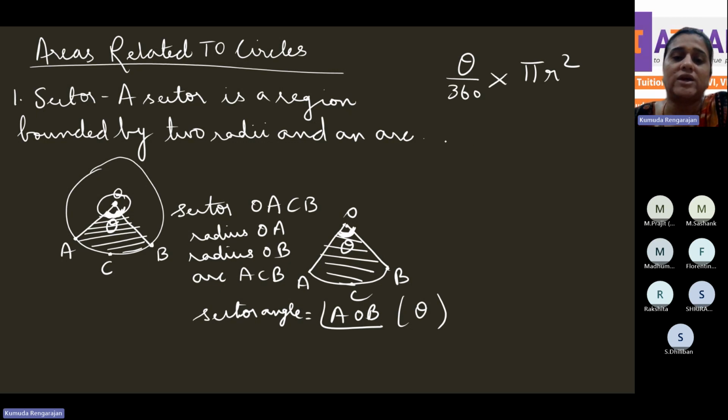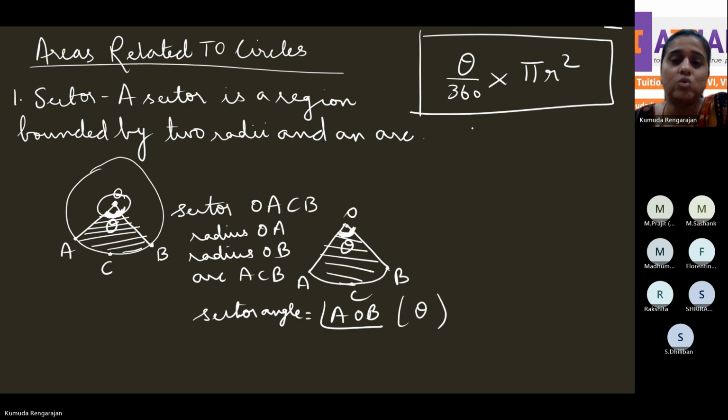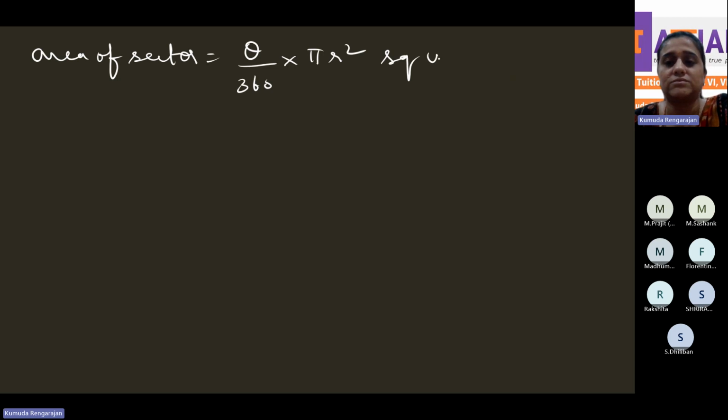This is the formula to find the area of a sector whose sector angle is theta. Theta by 360, the sector angle. You want to find the area of a particular sector, so you should know the sector angle. That sector angle divided by 360, the complete angle around the point O, is the fraction into the total area, pi r squared. So area of the sector is equal to theta by 360 into pi r squared, in square units.